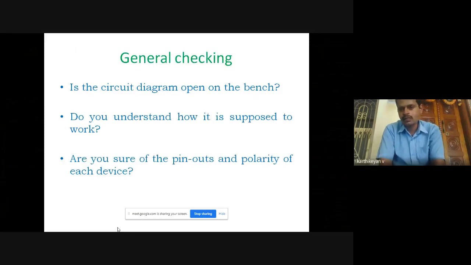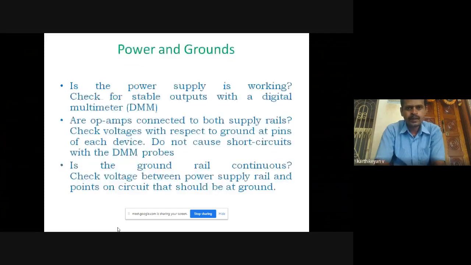General checking. Is the circuit diagram available and do you know how it is working? You should know all those things. And you should know the pin layout, how many pins are in the IC, and the polarity of each device. All should be known in advance. Power and grounds. In troubleshooting, you have to check whether the power supply is working. Check the stable outputs with a digital multimeter. Are the op-amps connected to both supply rails?